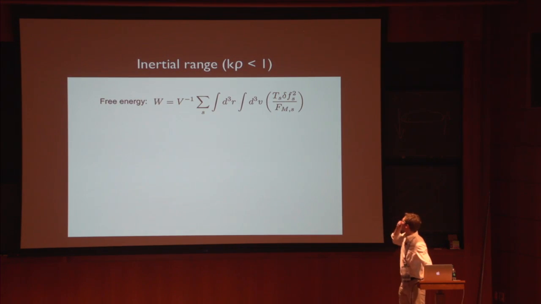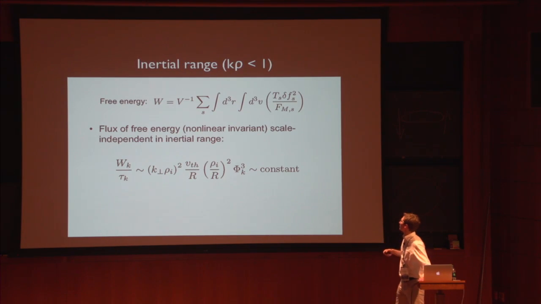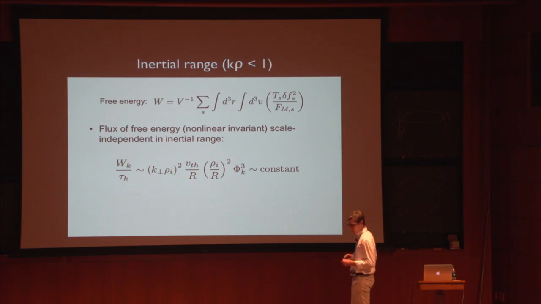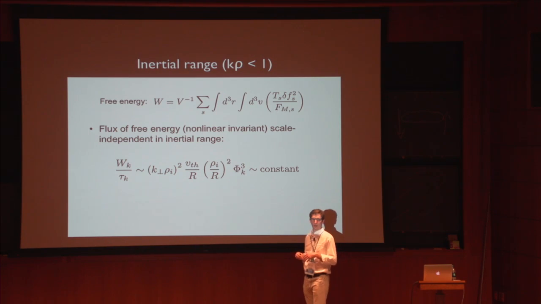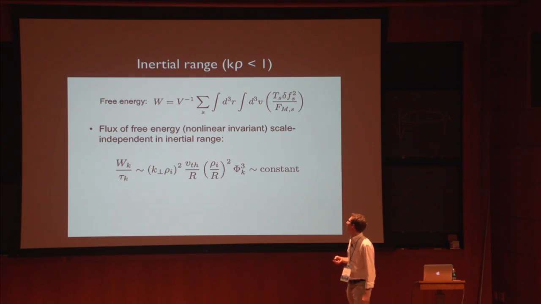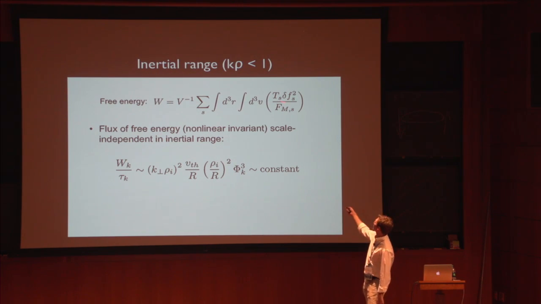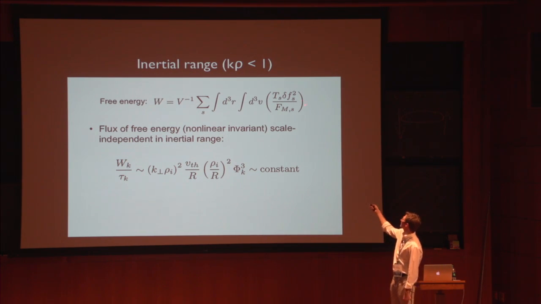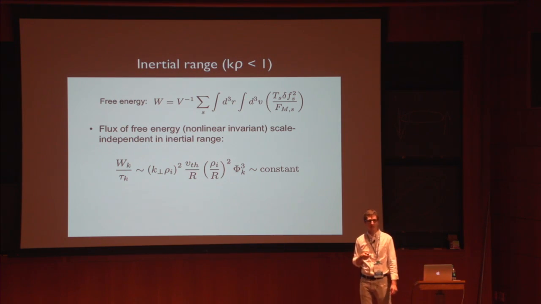So it turns out for the Kolmogorov type argument in neutral fluid turbulence, what you do is you show that you have some conserved quantity, which is the energy of the flow, and then you assume that that energy is scale independent in the inertial range. Here, it turns out that you have another conserved quantity. It's the so-called free energy. Basically, it's the perturbed entropy of the fluctuations, which I don't have time to show. Was there a question?